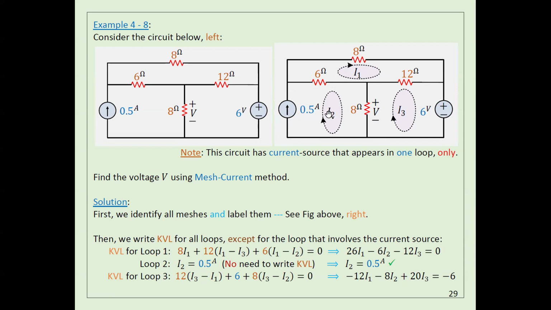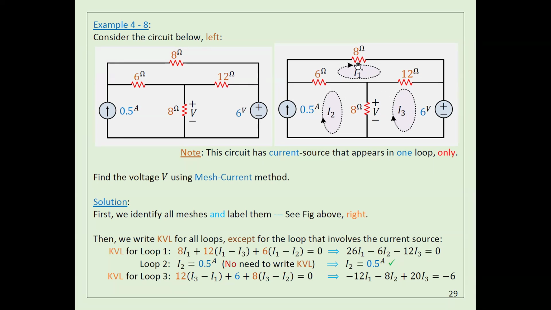Why? Because the current here is just I2. If the current source were shared, the situation would be different, because the current in this current source would actually be I2 minus I3, so I would have an equation in I2 and I3. But because I have a current source here and I know the current here is I2, the current here is I2 minus I1, the current here is I2 minus I3, and I2 is 0.5. So I2 is already known, it's 0.5. It's not unknown. So I need only two equations for I1 and I3.